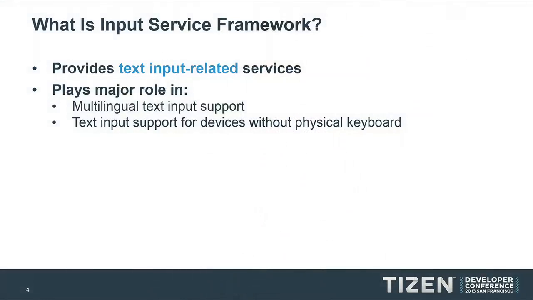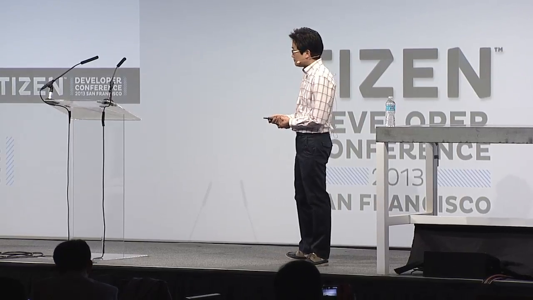So what is the input service framework? The input service framework is a framework that provides text input-related services, and it plays two major roles. The first one is multilingual text input support, and the second one is text input support for devices that do not have physical hardware keyboards, such as a Bluetooth keyboard or USB keyboards. Quite simple. But before going any further, let's have a look at the multilingual text input support first. I'll talk about it a little bit more because there are some concepts that we have to understand when we talk about the input service framework.